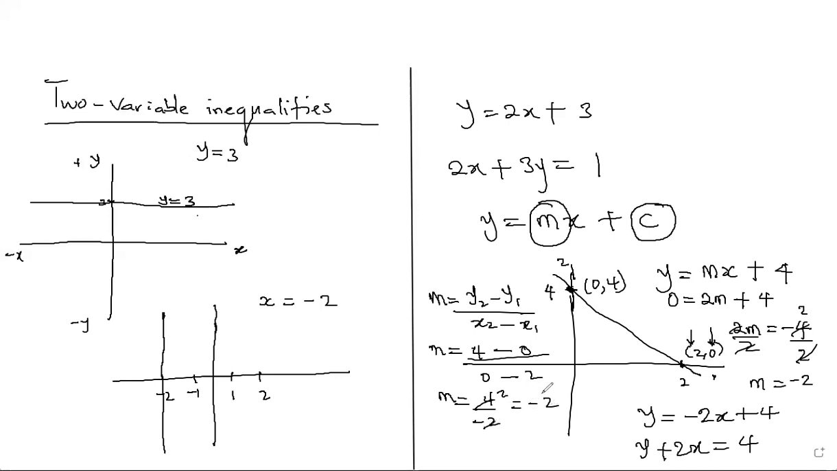I know the gradient now, so I can write the equation using y equals mx plus c. I know m and I know c. It's very clear because I know c from here. That is where the line passes through the y-axis. So y will be, m is minus 2x plus c. c is 4 because that's the y-intercept. You can see whichever approach, you will get the same thing.